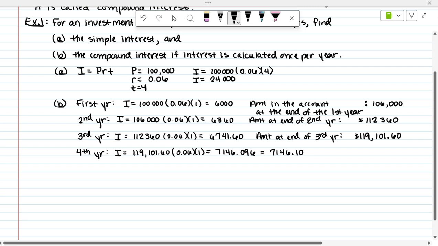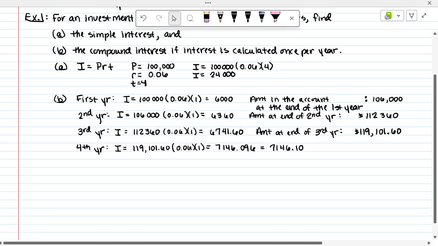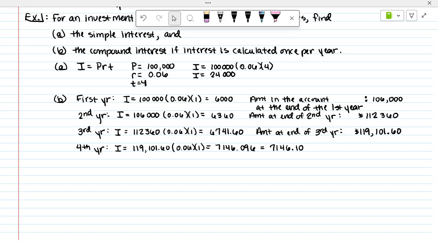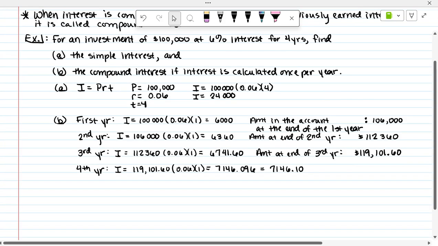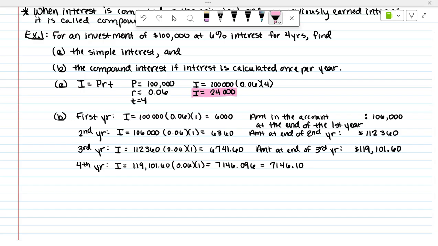Okay? Now, the question asks us to find the compound interest if it's calculated once per year. Well, here's the deal, guys. You've got to add up all those interests for the 4 years, right? We found in A that with standard simple interest, we made $24,000 in interest over 4 years. Let's look if we're doing the compound. Let's add all those together.